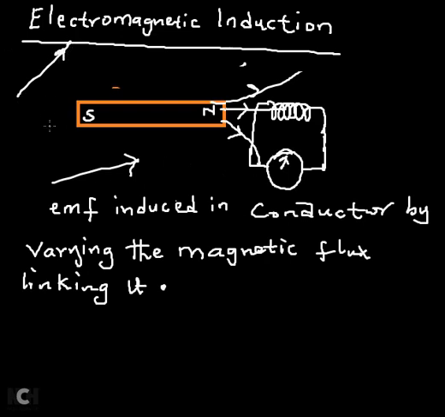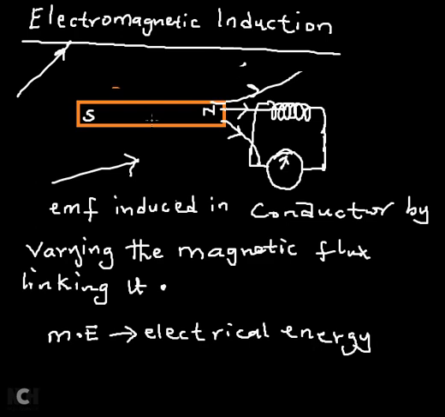To simplify my definition, I'll say that electromagnetic induction is a process by which mechanical energy is converted to electrical energy. That is a very simple way of illustrating electromagnetic induction. Motion exists between a coil of wire and a magnetic field, and what happens? Electrical energy is generated in the form of EMF. So please take note of that.